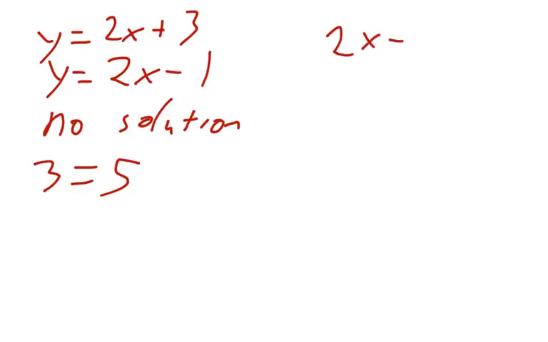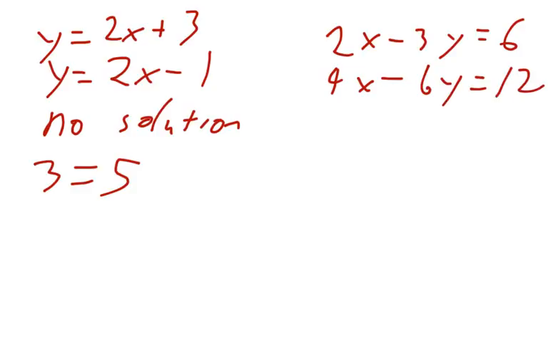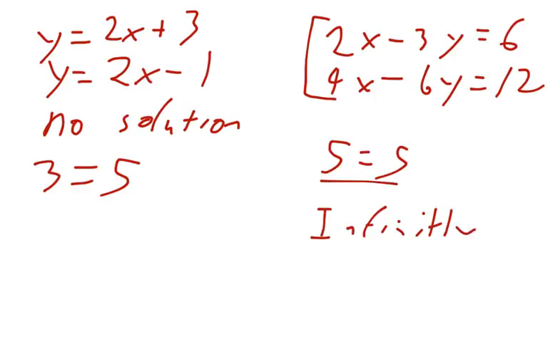Sometimes when you have 2x minus 3y equals 6 and 4x minus 6y equals 12, where basically these two lines are the same lines, we'll wind up with something down here where 5 equals 5 or 0 equals 0 or something. Anytime you see this, there are infinitely many solutions. And those are special cases.